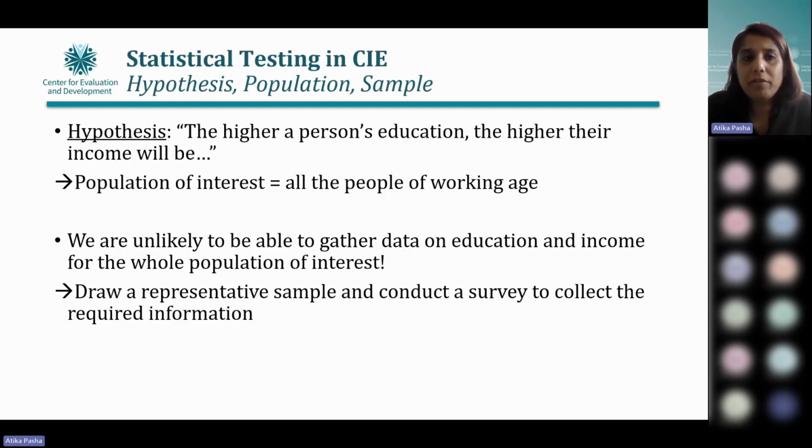Okay, now coming back to our hypothesis: the higher a person's education, the higher is their income. Now, this is not the null hypothesis, just the hypothesis that we are making. So if we are interested in testing income, the population of interest is everyone who is of working age, right? So those who should validly be earning an income. But it's, again, impossible to get it for the entire population. So we draw a representative sample and collect all the information, which is at least on education and age, through a survey from this representative sample.